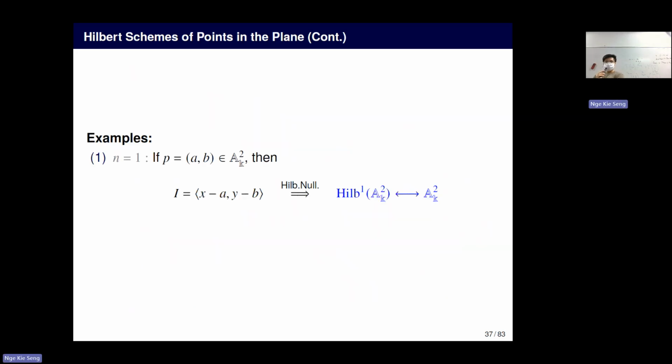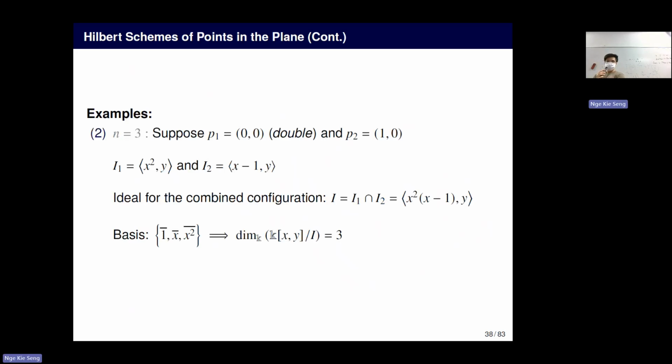Now let's see some more examples. When we have one point, the Hilbert Nullstellensatz says that there is a bijection between points in the affine plane and the maximal ideals of the polynomial ring. In particular, the set of all ideals of co-length 1 is geometrically identical to the set of all points in the affine plane. Now, when we have 3 points, suppose that we have a double point at the origin and a distinct point P2. The corresponding ideal for the origin is I1 generated by x squared and y, and I2 is generated by x minus 1 and y. The ideal for the combined configuration is their intersection, and in this case this ideal is of co-length 3.